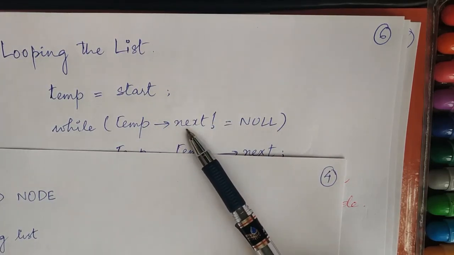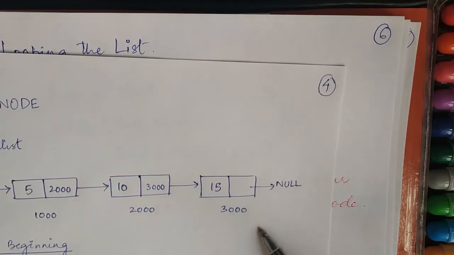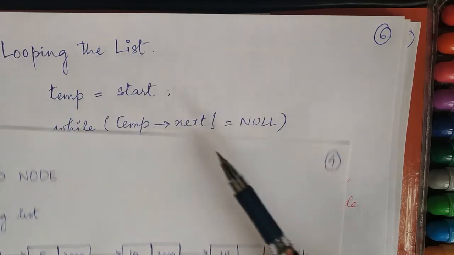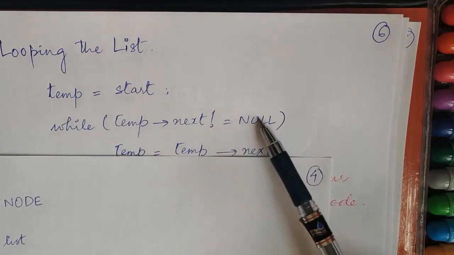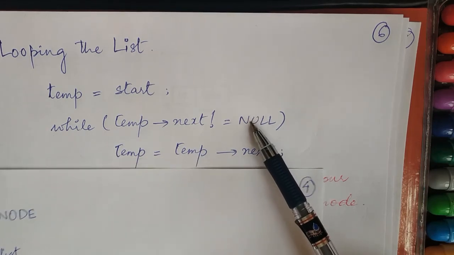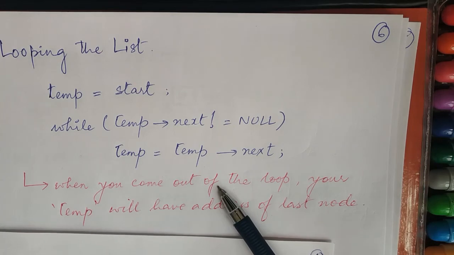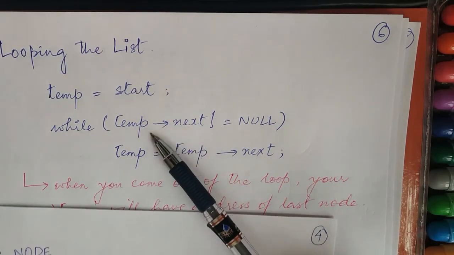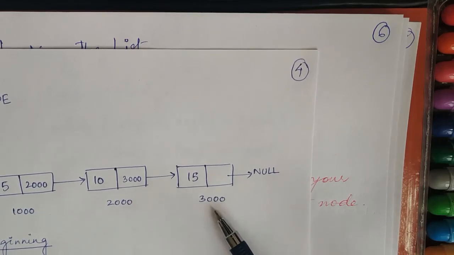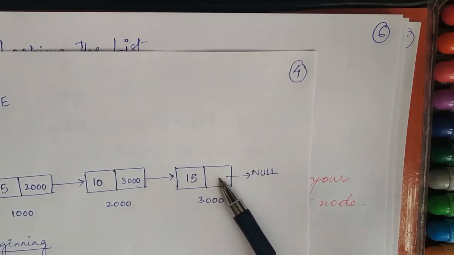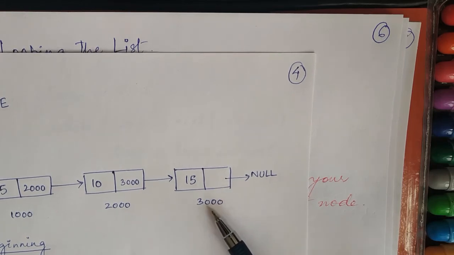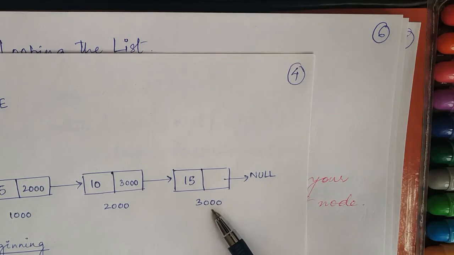3000 to next. What is in the next field of 3000? It is null. So 3000 to next is null. So loop condition is not satisfied. So you are exiting the loop now. And when you exit the loop, what was the value of temp? The value of temp was 3000 because the next field of 3000 was null. So now once you exit the loop, you have 3000. Okay.